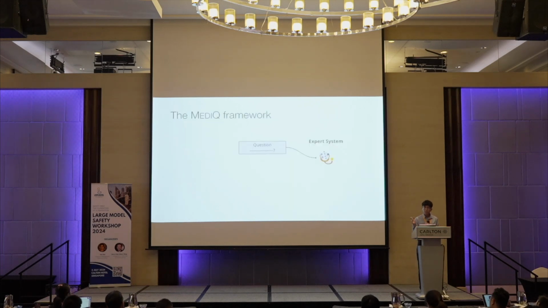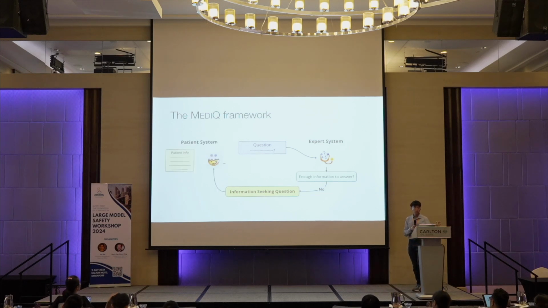Just concretely, right, we start with this initial information, and we have a model, an expert system here, that determines whether there's enough information to answer. And if it doesn't, then you can ask follow-up questions, how high is the fever? And we build a separate patient model that has access to all of the patient information. And the patient model can then answer the question, oh, my fever is 2 degrees Fahrenheit, etc. Okay, and then it goes back to the expert system, which then again decides whether there's enough information to answer, and if it does, then it can give the final answer.